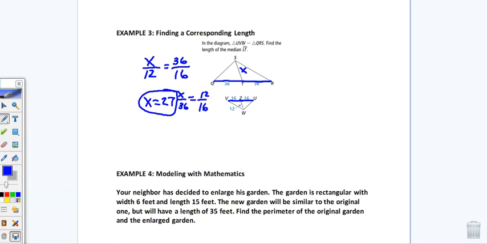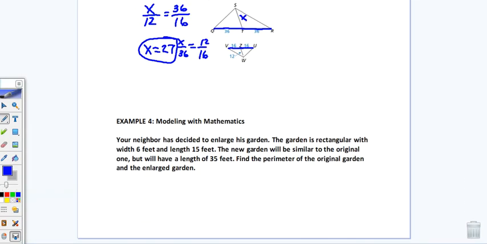That's a good guess. All right, part four, modeling with mathematics. This won't take too long to do. How about a volunteer read my example for modeling with mathematics? Thank you, Michael. Your neighbor has decided to enlarge his garden. The garden is rectangular with width 6 feet and length 15 feet. The new garden will be similar to the original one, but will have a length of 35 feet. Find the perimeter of the original garden and the enlarged garden.